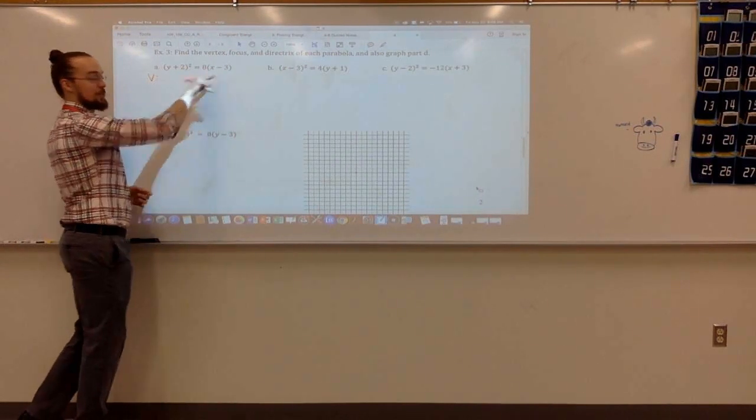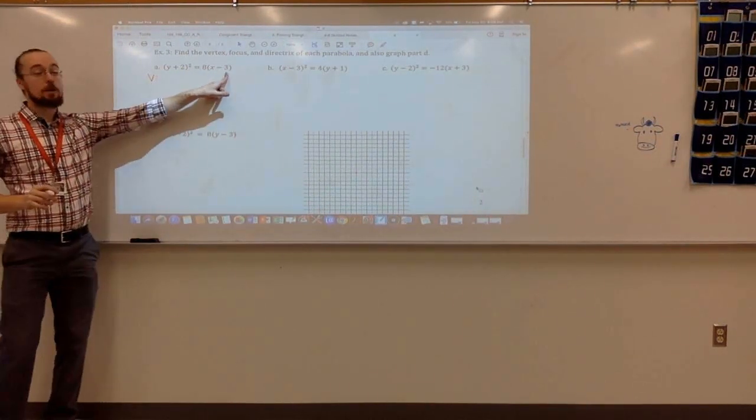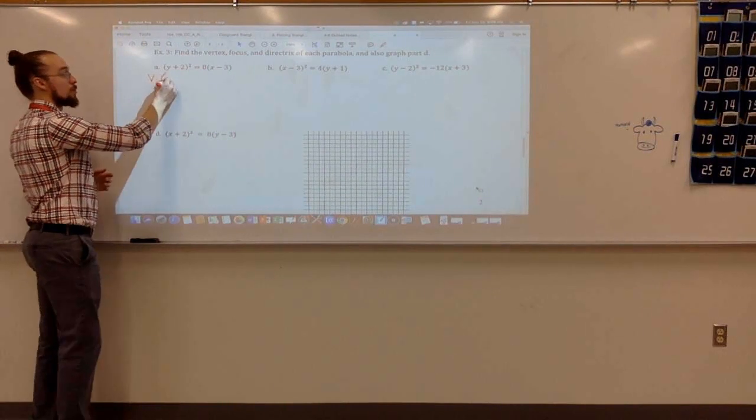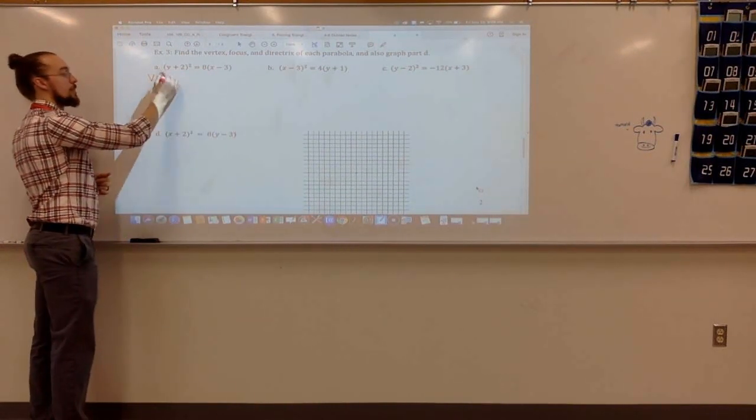Oh, right. You got tricked already. Okay, the x is on the right side here, so the vertex is going to be the point (3, -2).